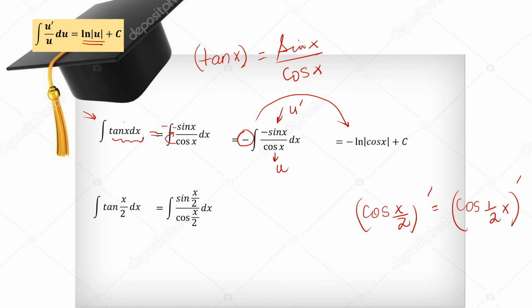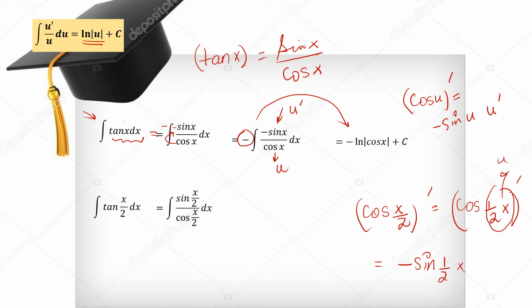So now the derivative of cos u, applying the chain rule, is negative sine u times u prime. U means the angle. This angle is your u. So negative sine half x, and then again the derivative of half x. So negative sine half x stays as it is and the derivative of half x is half.